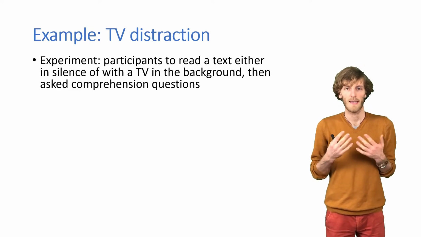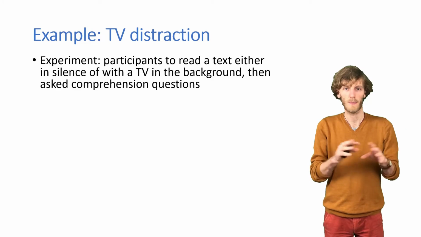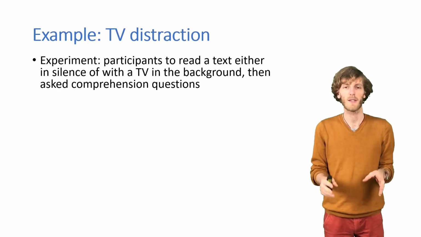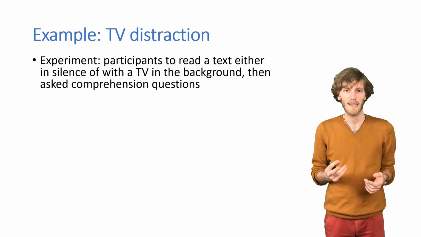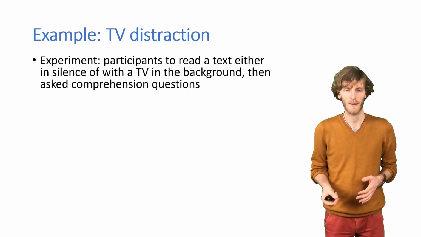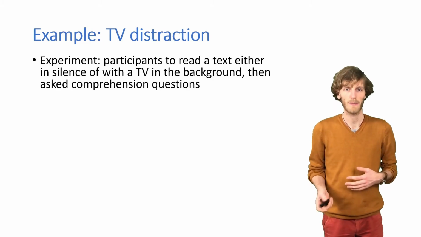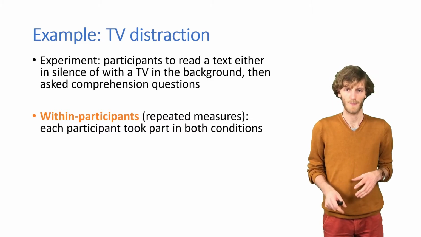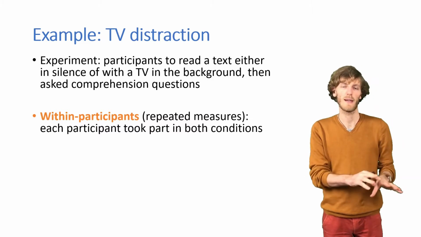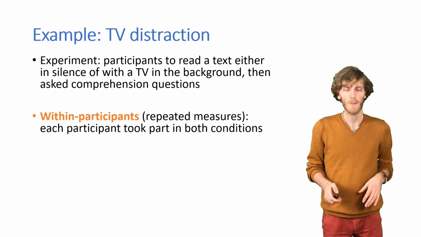So we put our participants into different conditions, TV on or off, get them to read the text and get them to answer comprehension questions. Now, because we want to have as much statistical power as possible, let's run that part as a within-participant design. So each participant studies once with the TV on and once with the TV off.